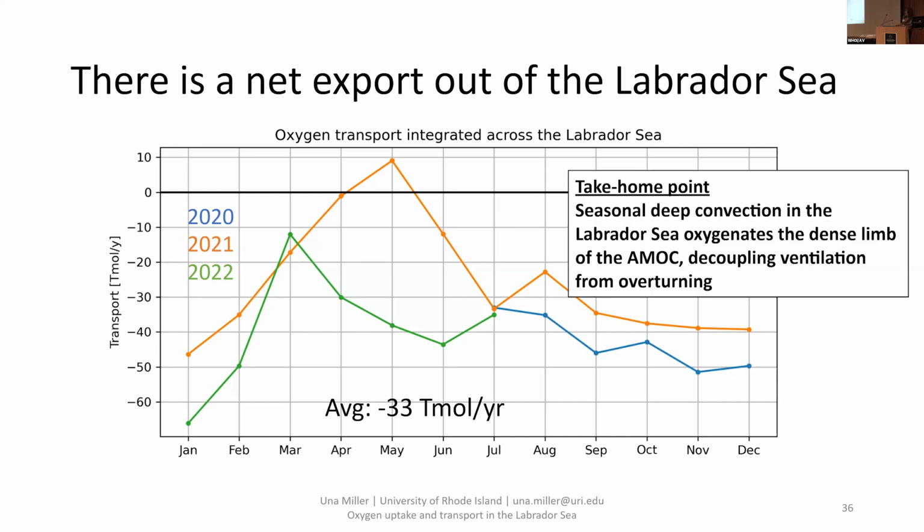So the big takeaway here is that this seasonal deep convection in the Labrador Sea, which allows for so much oxygen uptake, oxygenates the deep outgoing limb of the AMOC. And the bigger, broader implication is that if much of the ventilation of the system is occurring in the Labrador Sea, whereas much of the overturning is occurring east of Greenland, then these two things are decoupled, which is going to be interesting for our understanding of how they'll change in the future.